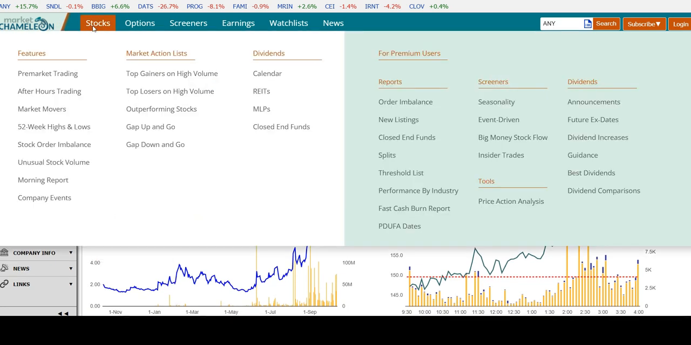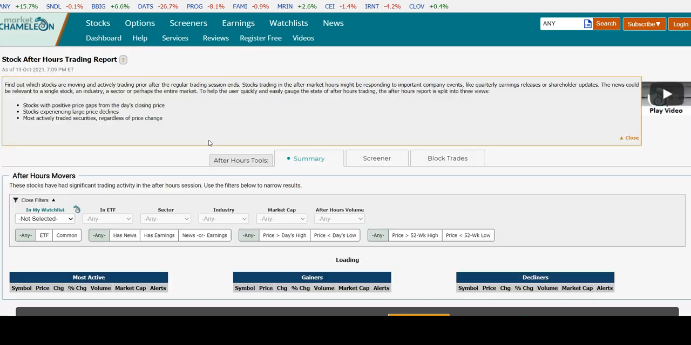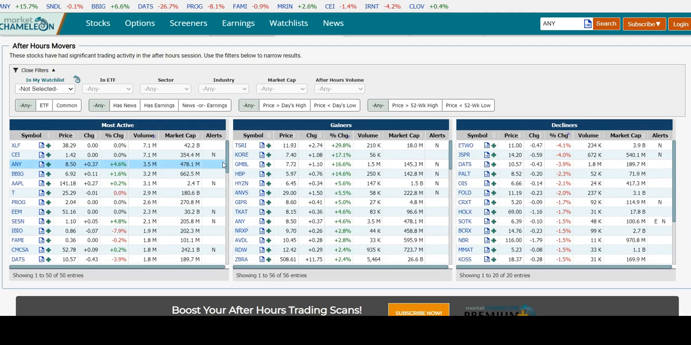I also want to show you something. After our trading volume, normally you can see the most active after hours, and you see ticker symbol ANY, almost 3.5 million. It is even more than BBIG, which is 3.2 million. So very exciting. Also you might notice CEI and XLF. Anyway, these are all telling me good things.